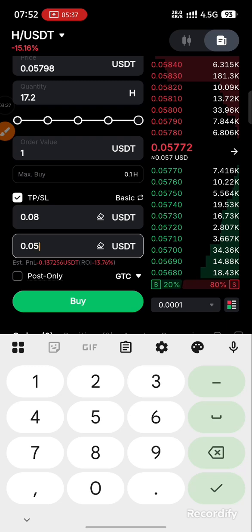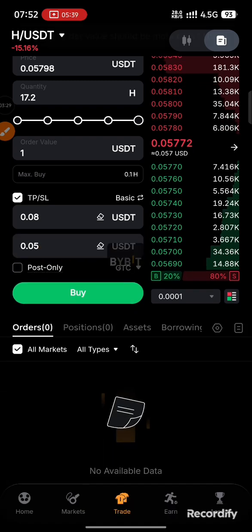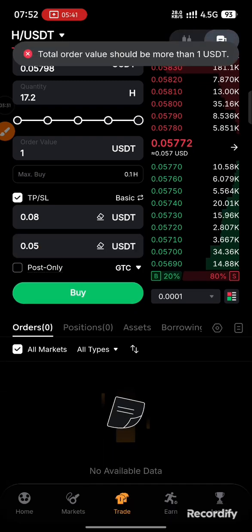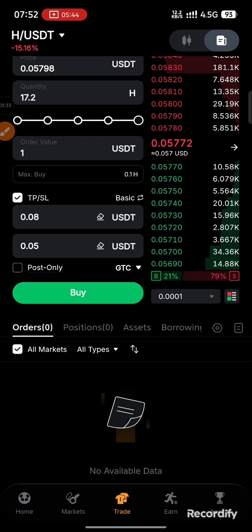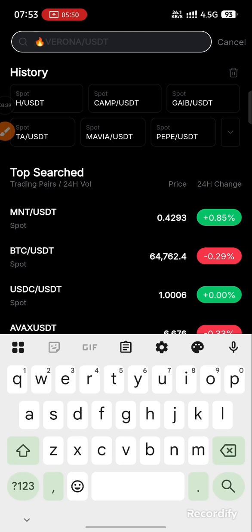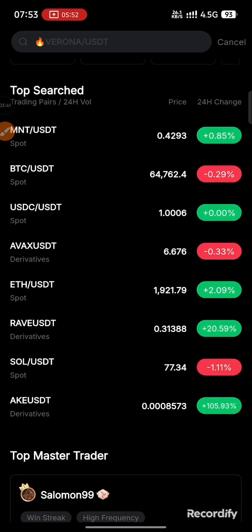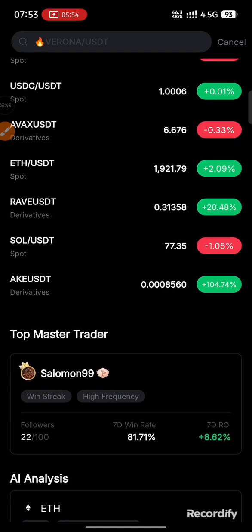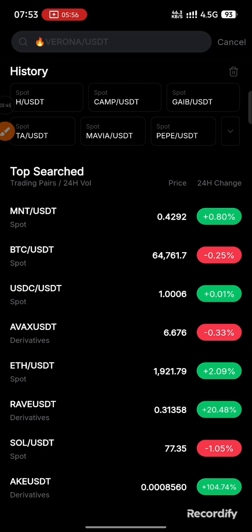So having done all of this, we're now going to proceed to click on buy. You can see that the order value should be more than 1 USD. That is, you cannot trade this particular cryptocurrency coin with 1 USD. Okay, so we're going to look for another one. We'll look for another coin that will allow us to trade with just 1 USD.